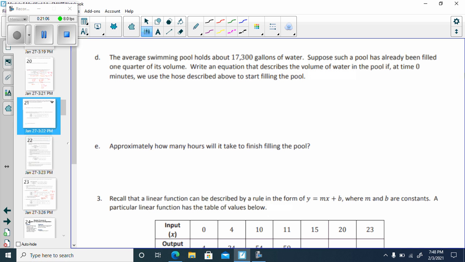Okay, D. The average swimming pool holds about 17,300 gallons of water. So here we've got our pool. It holds 17,300 gallons. Suppose the pool has already been filled about a quarter of its volume. So let's divide this by 4. 17,300 divided by 4. That means we've already got 4,325 gallons in there.